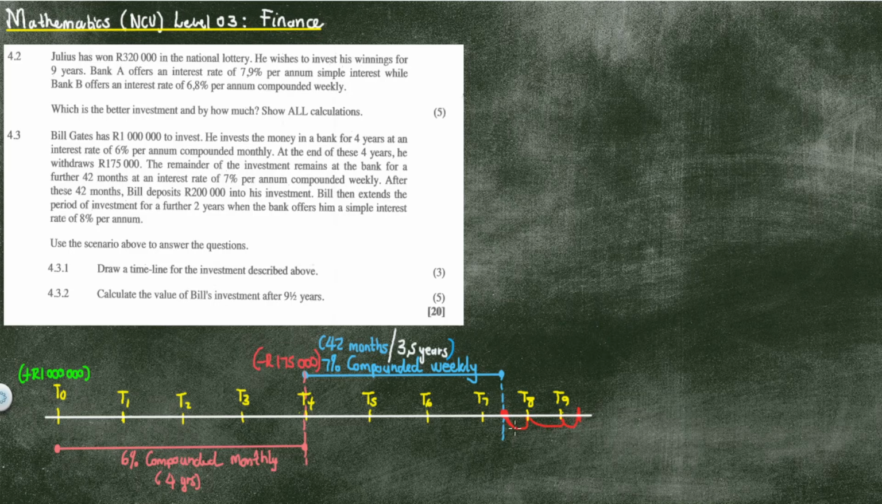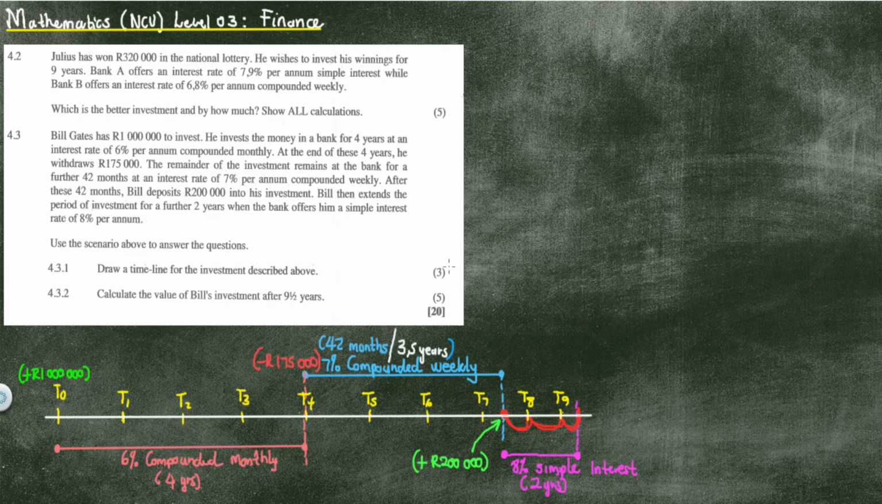So from here to here, it's half a year. From here to here, it's 1 full year. From here to here, it's another half year. So that's 2 completed years, right? So we start off with a deposit of 200,000 rand, and then I also show on the timeline that we have an 8% simple interest for the remaining 2-year period. We have our timeline.